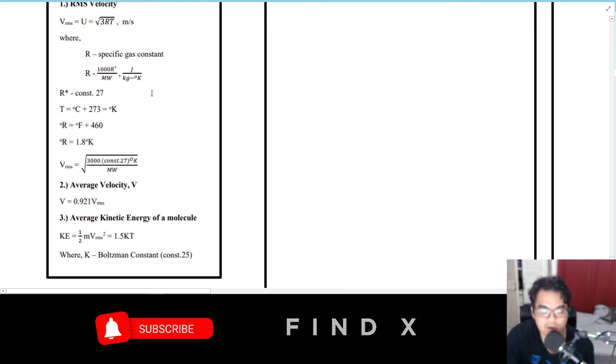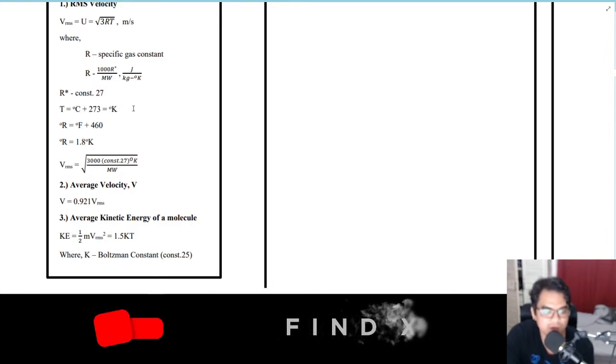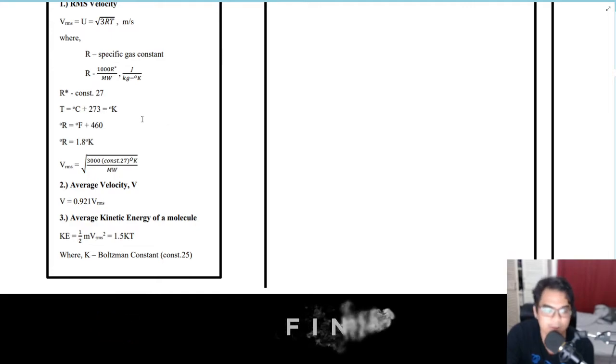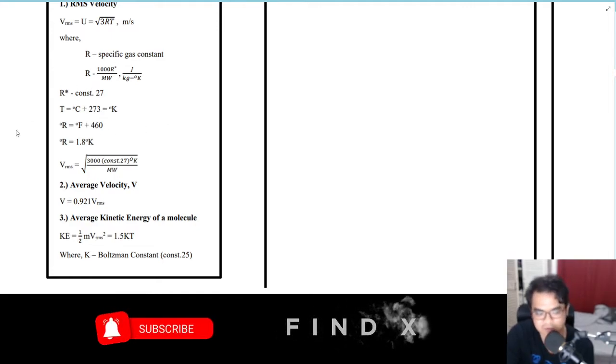R is just the constant number 27. And then for the T, that is the temperature. If you want to find the temperature in Kelvin, Celsius plus 273 is equal to Kelvin, and then there are the conversions to Rankine and to Kelvin, given Kelvin or Fahrenheit, etc. So this is just a conversion of temperature.